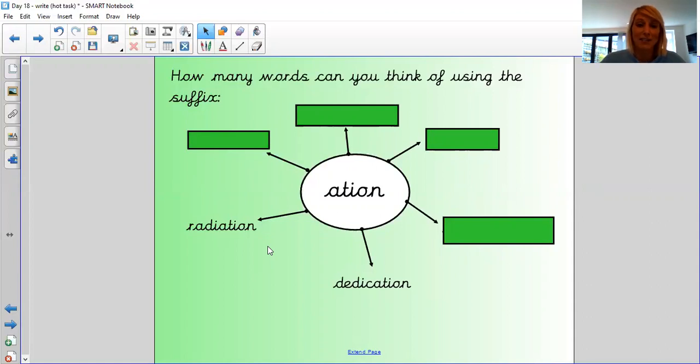Okay, I hope you've had a chance to share some words. If you haven't had enough time, don't forget you can pause the video at any point. Let me share with you some other words that we would have been learning in our spellings this week that use the suffix ation.